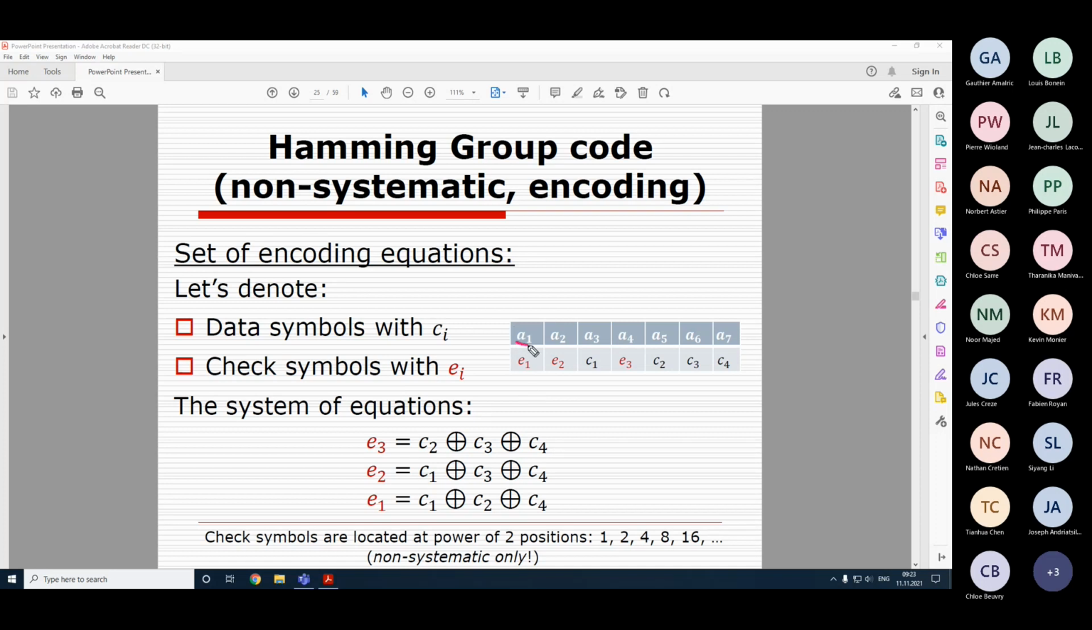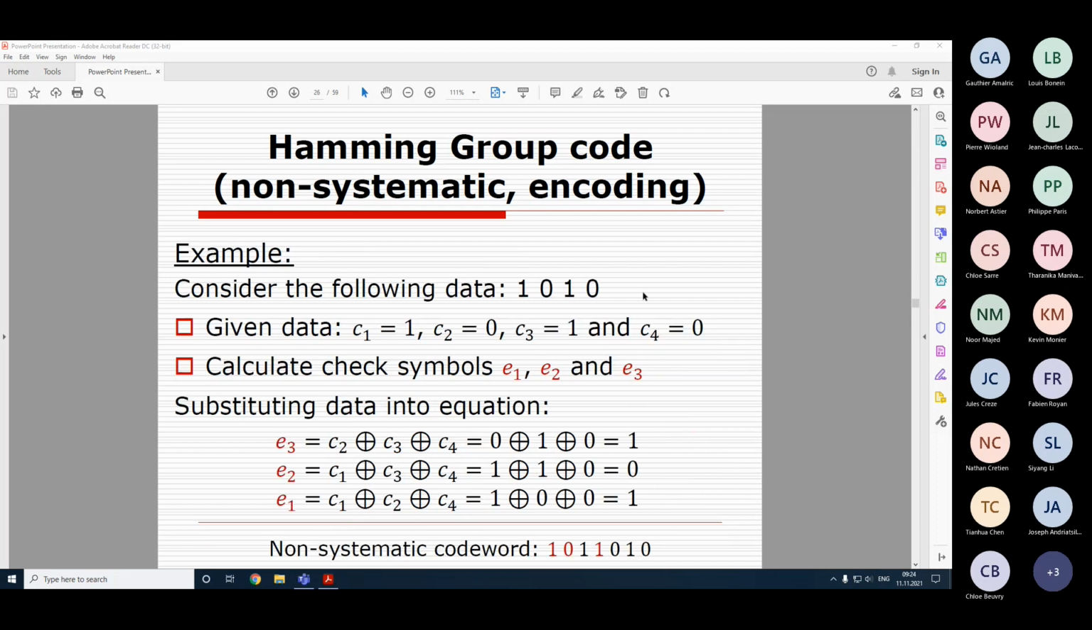So here you can see old notations, A1, A2, A3, up to A7. And here you can see, well, we can say differentiated notations where we denote control symbols with E symbols and information symbols with C symbols. And accordingly, the equation in this form will look like this. So considering that C symbols are given to us, for example, C1 is 1, C2 is 0, C3 is 1 and C4 is 0, just an example of information which is sent. We can calculate control symbols now and accordingly make a code word.